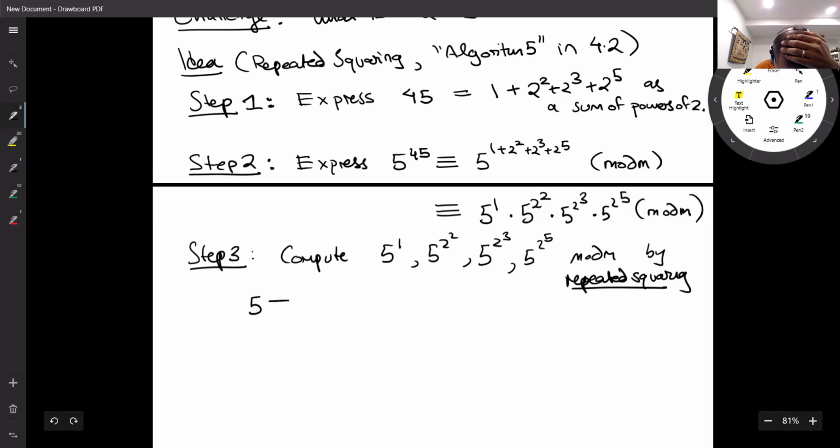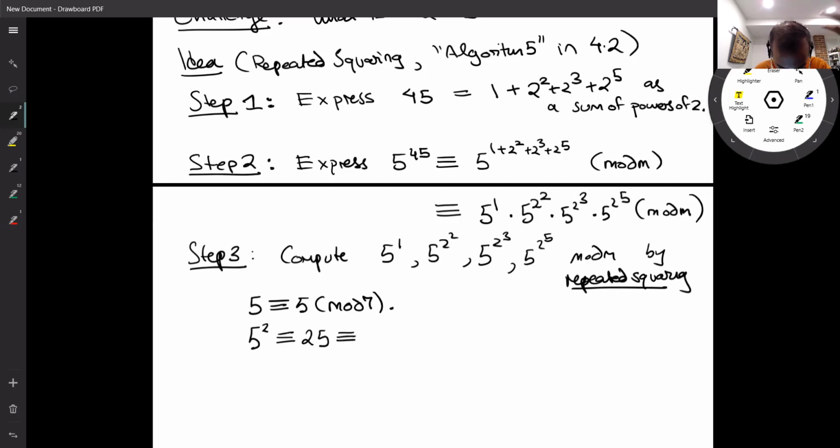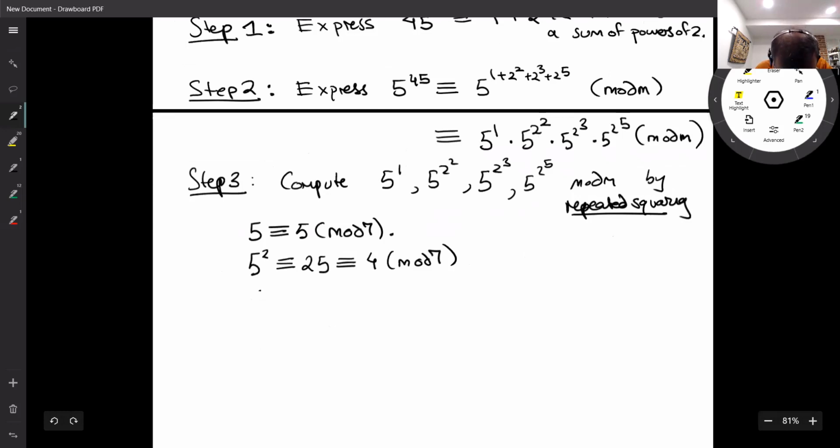Well, okay, so 5 is congruent to just 5 mod 7. Okay. 5 to the 2 is congruent to 25, so what's the remainder modulo 7? Well, 21 is the largest multiple of 7, so you get 4 mod 7. Okay, but now I get to the first interesting one, 5 to the 2 squared. Now I could try to compute what this is. It's a big number. Or I could use this observation that this is just the square of the previous thing, right? This is just 5 squared squared.